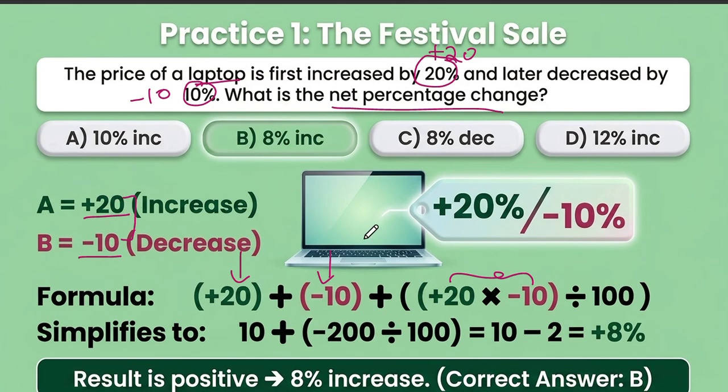So 20 minus 10, the addition is nothing but 10. After that plus the multiplication. If you multiply 20 into minus 10, it becomes minus 200. So minus 200 upon 100. 100 twos are 200. So 10 minus 2, which is nothing but 8%. So the net percentage change is nothing but 8%. Look at the next question.